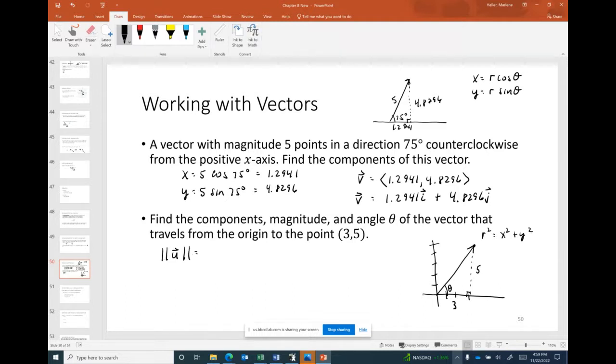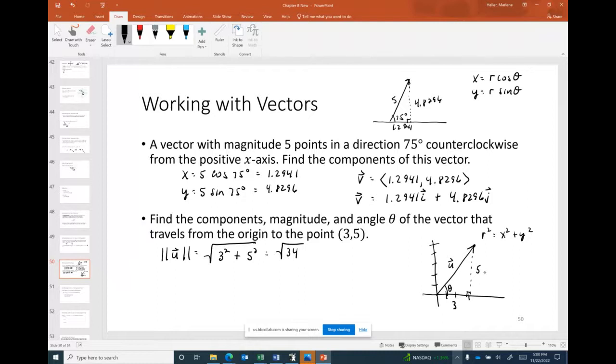So I could then say the magnitude of this vector u here is going to be the square root of the horizontal component squared, that's 3 squared, plus the vertical component squared, that's 5 squared. Or that's the square root of 9 plus 25, square root of 34. All right, so there's the magnitude of that vector.